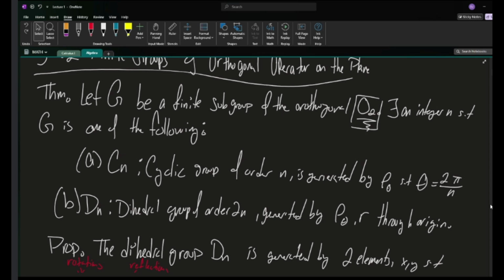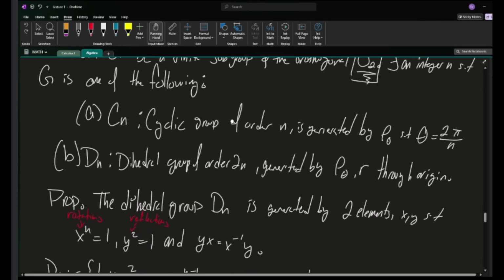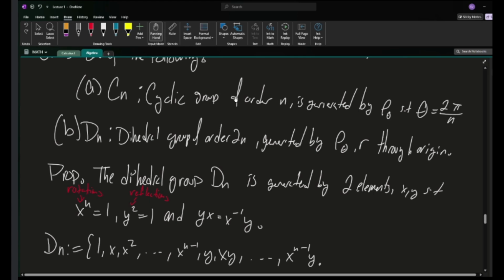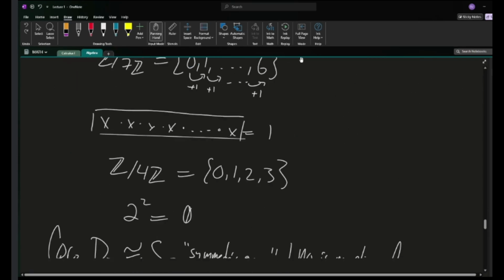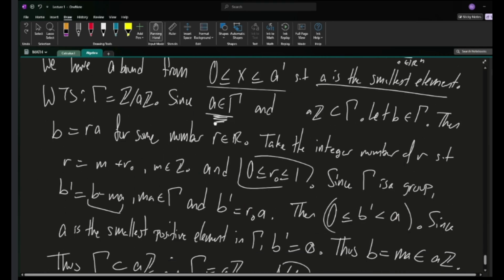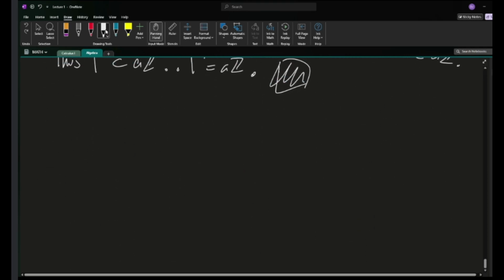that if G is a finite subgroup of the orthogonal matrix group O2, so we're working in two dimensions, then there exists an integer n such that G is one of the following, and n denotes the order of these groups. There's a cyclic group of order n, which is all the rotations generated by theta equaling 2 pi over n, and the dihedral groups of order 2n, where we're dealing with both the rotations as well as the reflections through the origin. So with that in mind, let's prove this theorem.